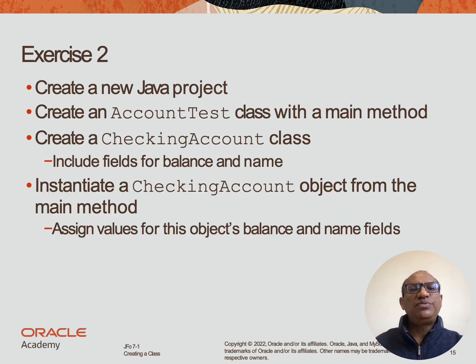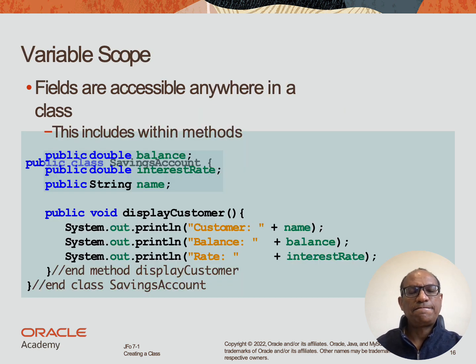In exercise 2, try yourself. Create a new project and write two classes. One is AccountTest with the main method, and another one is CheckingAccount with balance and name fields. Then instantiate a checking account in main and assign it some values.